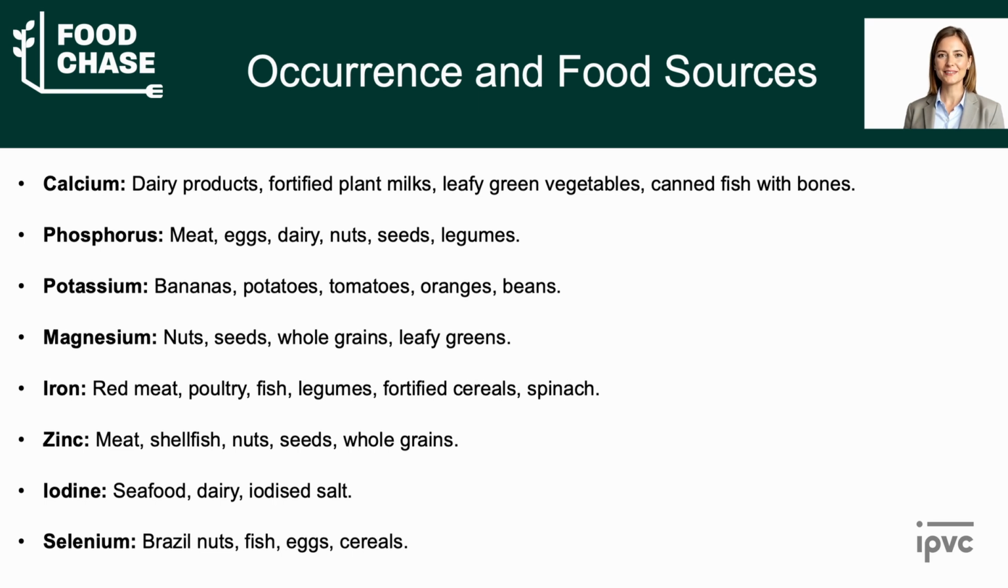Magnesium: nuts, seeds, whole grains, leafy greens. Iron: red meat, poultry, fish, legumes, fortified cereals, spinach. Zinc: meat, shellfish, nuts, seeds, whole grains. Iodine: seafood, dairy, iodized salt. Selenium: Brazil nuts, fish, eggs, cereals.